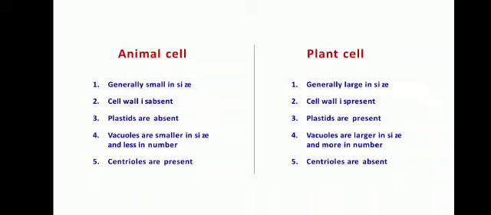Then the differences between animal cells and plant cells. First, animal cells are generally very small in size, but plant cells are large in size. In animal cells, the cell wall is absent, but in plant cells, the cell wall is present. In plant cells, plastids are present, but in animal cells, plastids are absent. In animal cells, vacuoles are smaller in size and less in number, but in plant cells, vacuoles are larger in size and more in number. In animal cells, centrioles are present, but in plant cells, centrioles are absent.